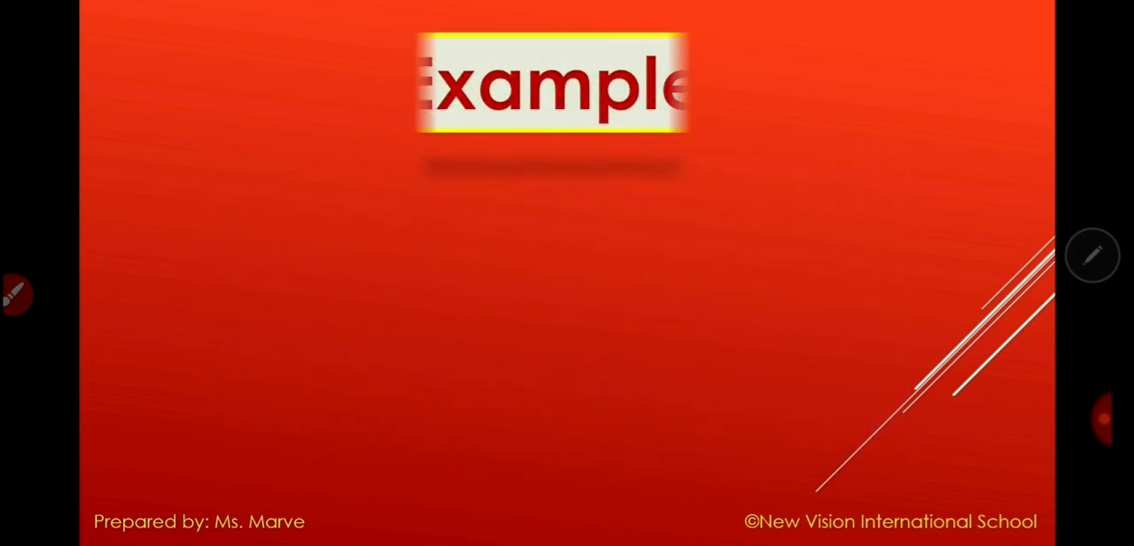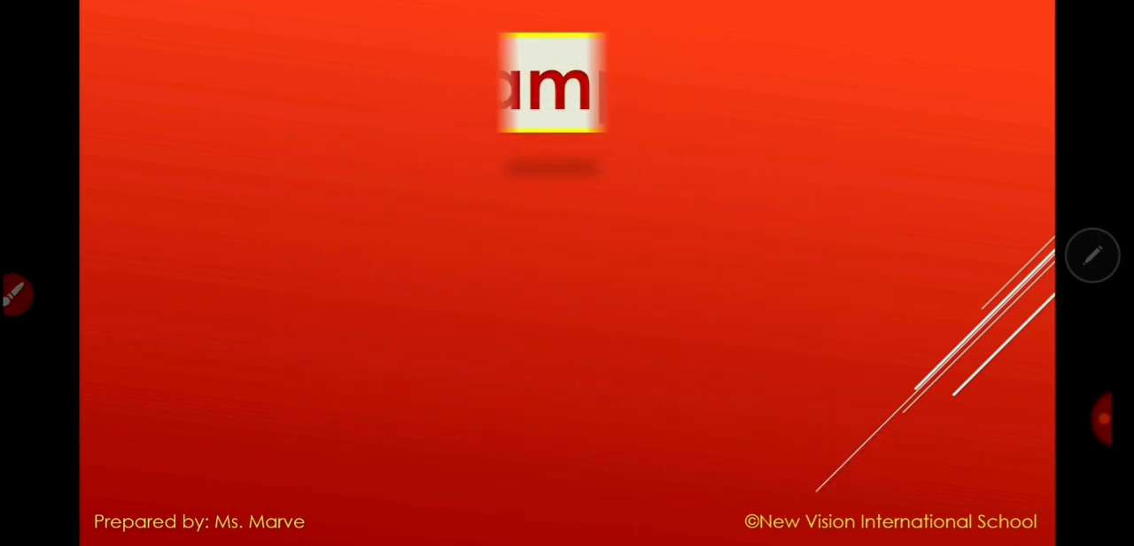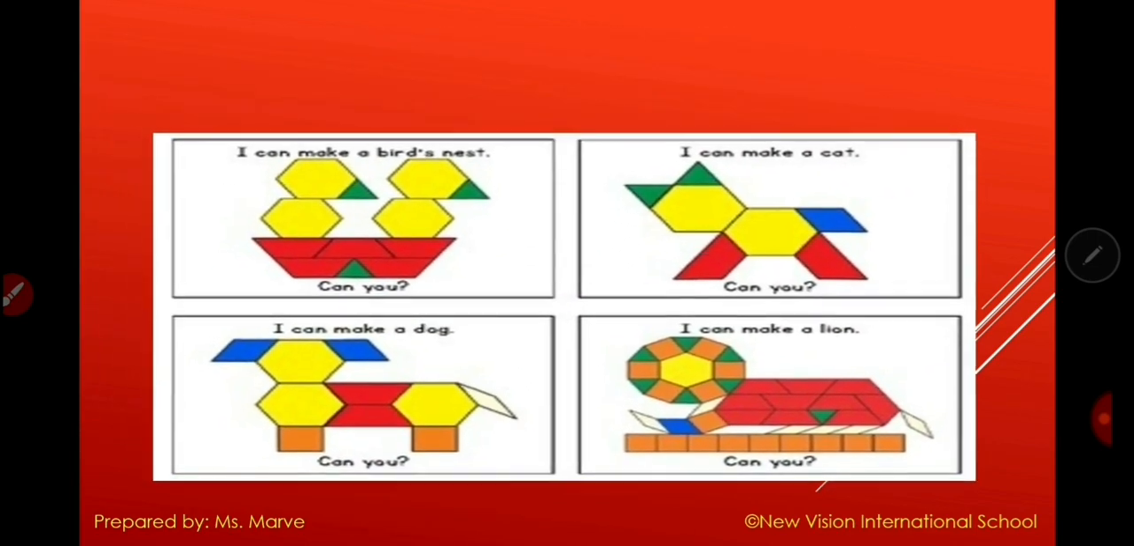Okay, how about the kite shapes? You can draw the kite first, and then afterwards use some smaller shapes to design your kite. Your goal should have this kind of shape. All right, another one.